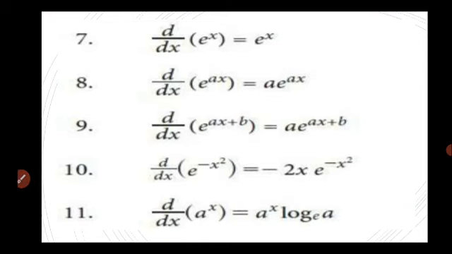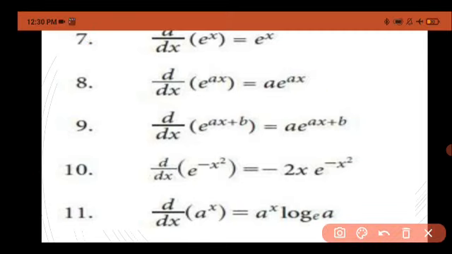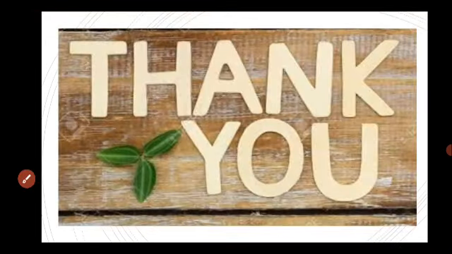Then the seventh one is differentiation of e to the power x is as it is, e to the power x only. Differentiation of e to the power ax is equal to a multiplied by e to the power ax. e to the power (ax plus b) differentiates to a times e to the power (ax plus b), and e to the power minus x square is equal to minus 2x e to the power minus x square. All this we can find also using the formula. Okay, this one we have to keep in mind: a to the power x is equal to e to the power x log e a. Okay, thank you very much.